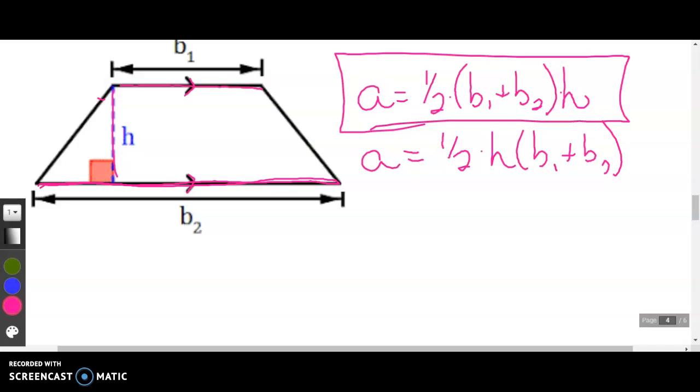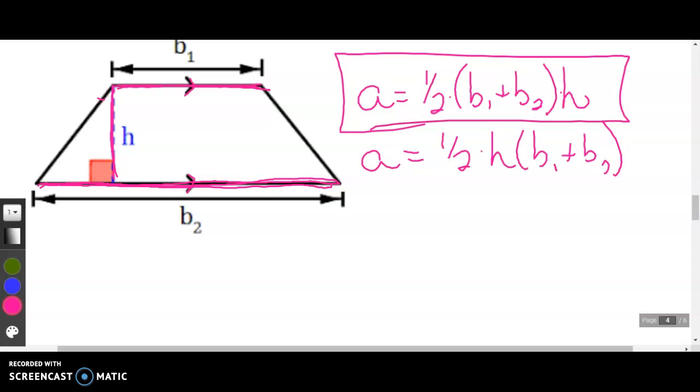If I did this base times the height, my answer would be too small because this base is smaller. So we've got a little bit of a Goldilocks situation here, right? It's too hot, it's too cold, but we need something that's just right. And the way we're going to do that is we're actually going to average the bases. If this base is too long and this base is too short, if we average them, that would be just right. So there's your Goldilocks situation, okay?